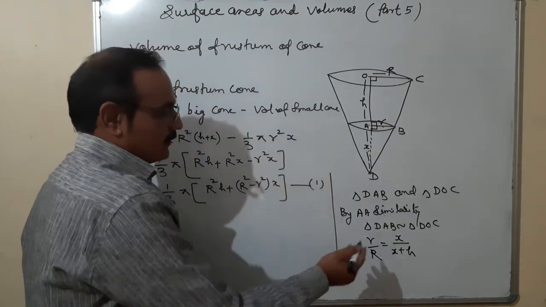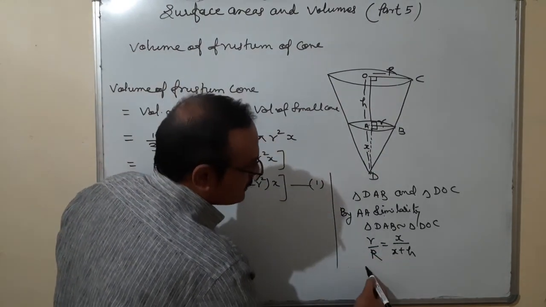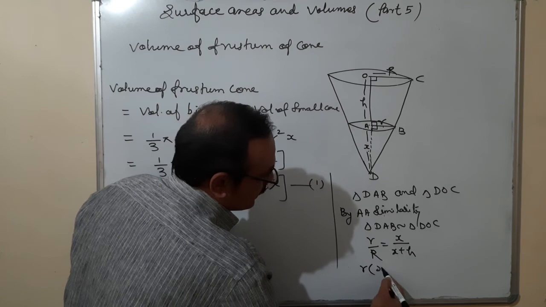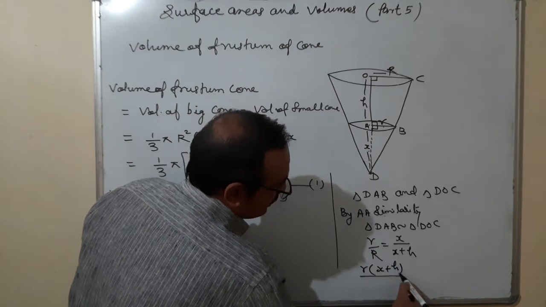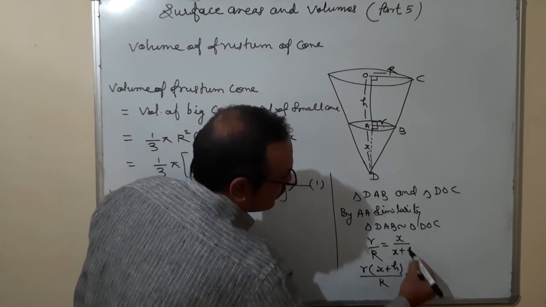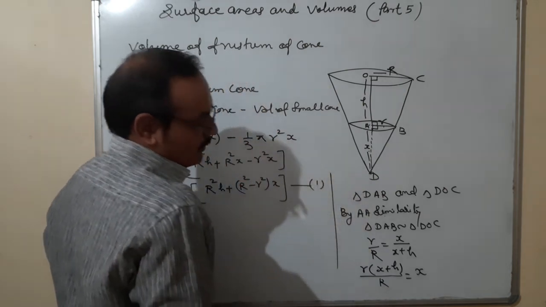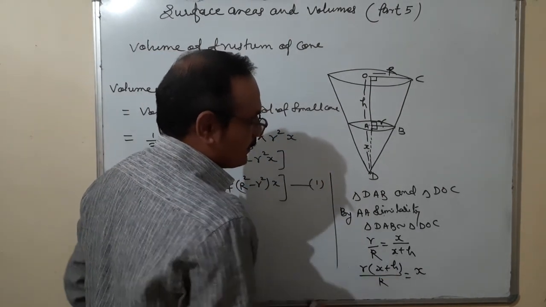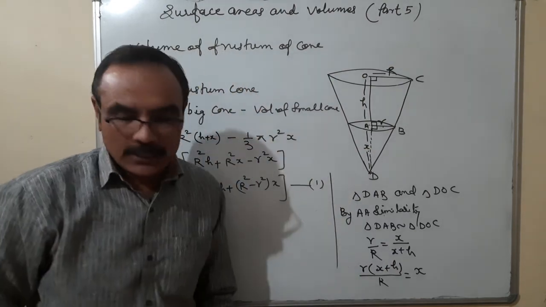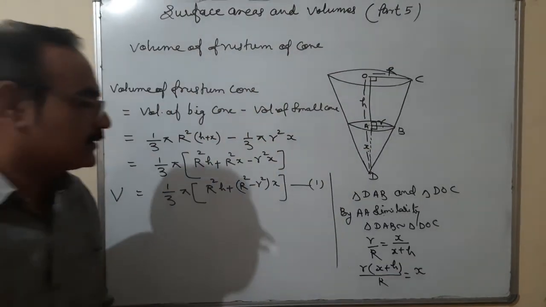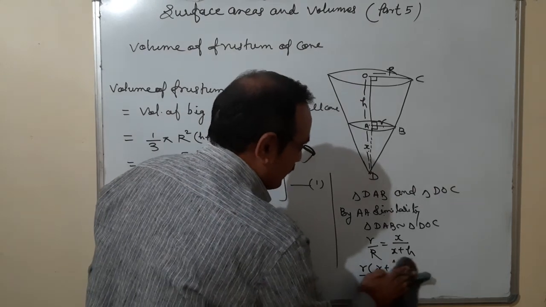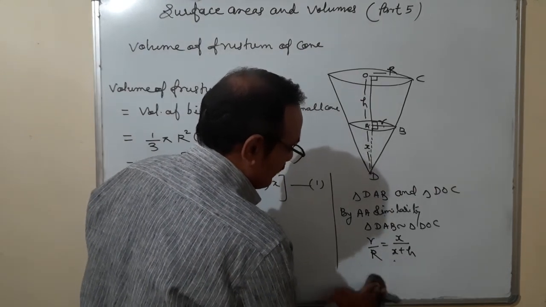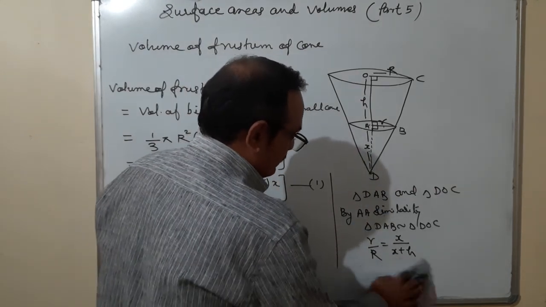Okay. What is the value of x? The value of x is r times (x plus h) upon R is equal to x. But here, remember, if you are finding the value of x, this x is also there on the other side. So it is better to cross multiply and separate the value of x. Okay. Now to do this, we will cross multiply.